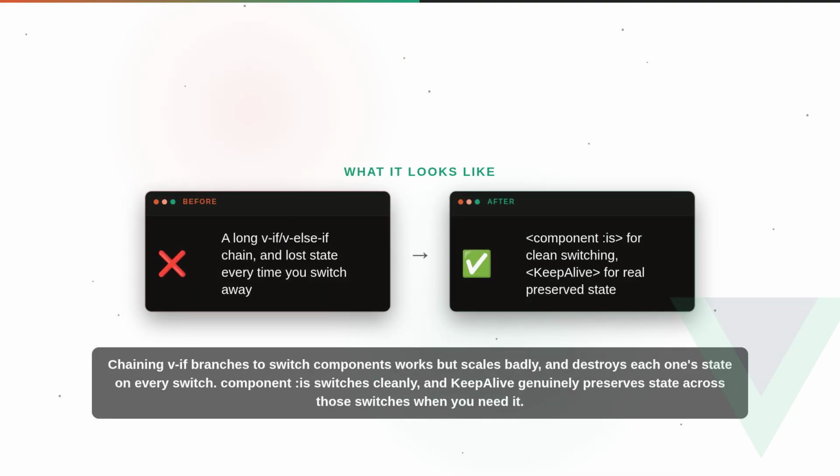Chaining v-if branches to switch components works but scales badly and destroys each one's state on every switch. Component :is switches cleanly, and KeepAlive preserves state across those switches when you need it.